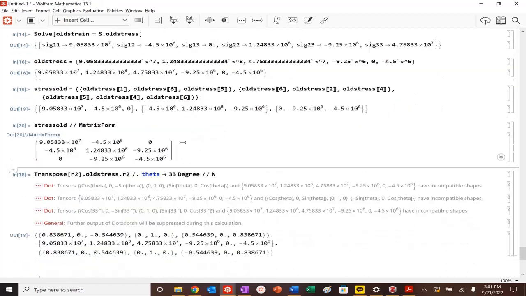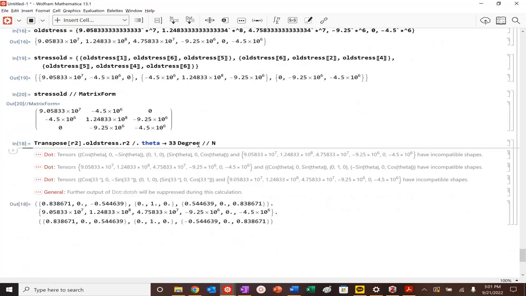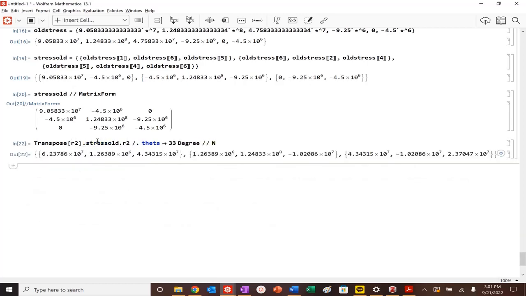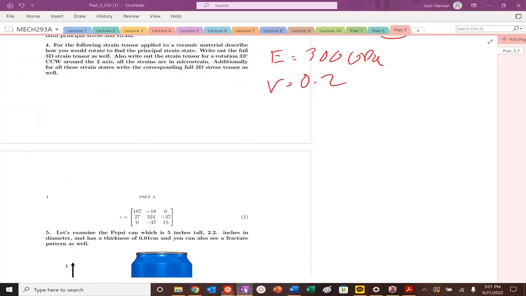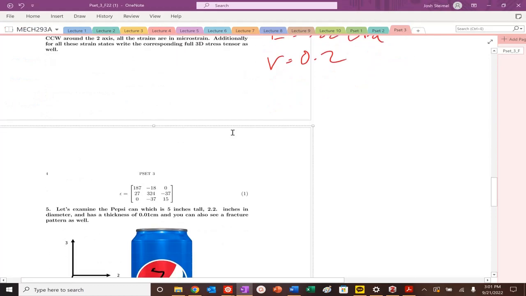Now we can do stress old, matrix form. Now we can just plug in, instead of old stress, stress old. Let's type in stress old. And voila. We can look at this in matrix form, and that would be our rotation. Fantastic. Excellent. Problem 4 is done.